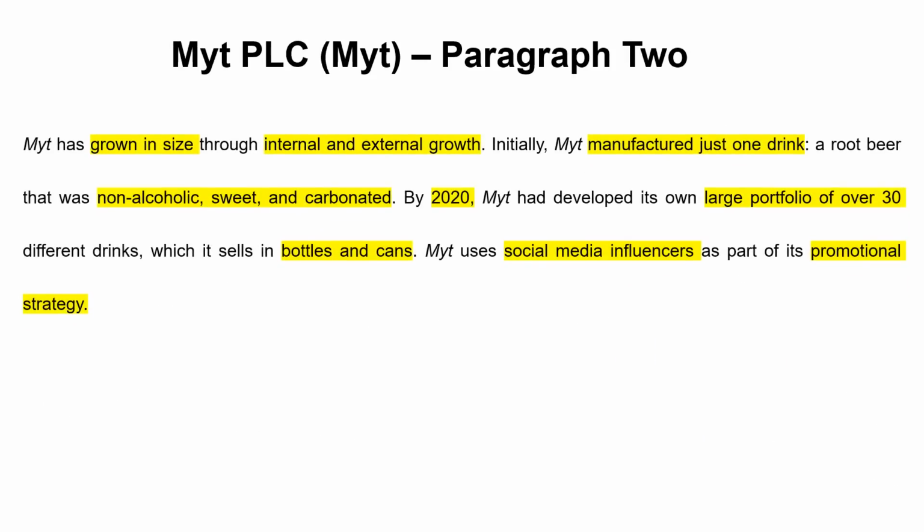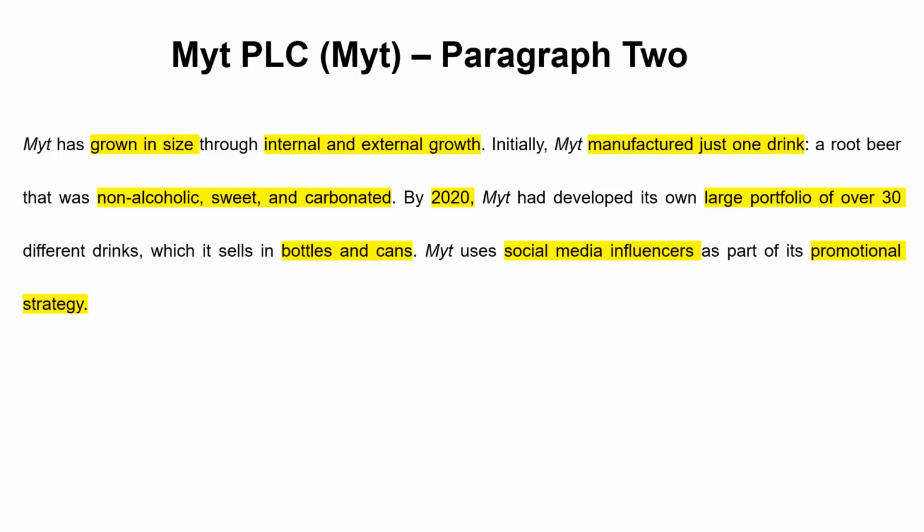Now, paragraph 2, exactly the same process. What are you looking at? Highlighted terms. What have you got? Growth. Internal, external growth. Manufacturing just one drink. Non-alcoholic, sweet, carbonated. So look for the keys. CSR, corporate social responsibility. Carbonated drinks, sweet. Impact on stakeholders. Diabetes, obesity. Okay. Non-alcoholic. One drink, portfolio again.